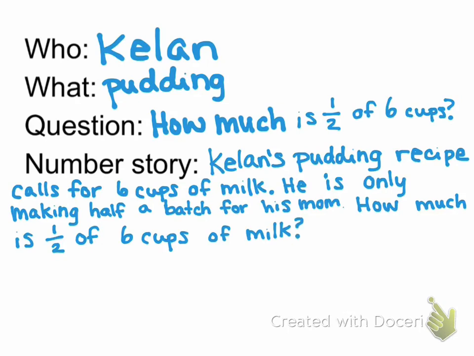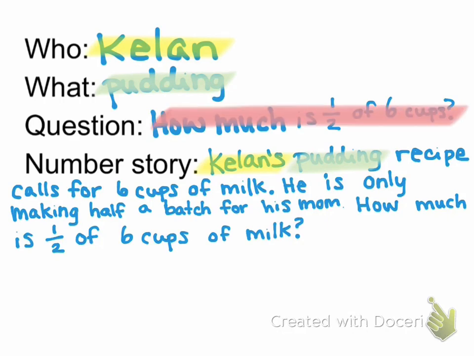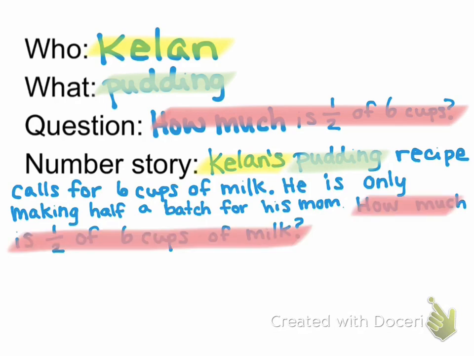There we go. Now let's double check and make sure that I have all 3 parts in my number story. So start with the who. Yep, I have the who in my number story. Now the what. What was I talking about? Pudding. Okay, that's in there. And my last part is the question. Do I have the question in there, including the question mark? Yep, looks like I do.